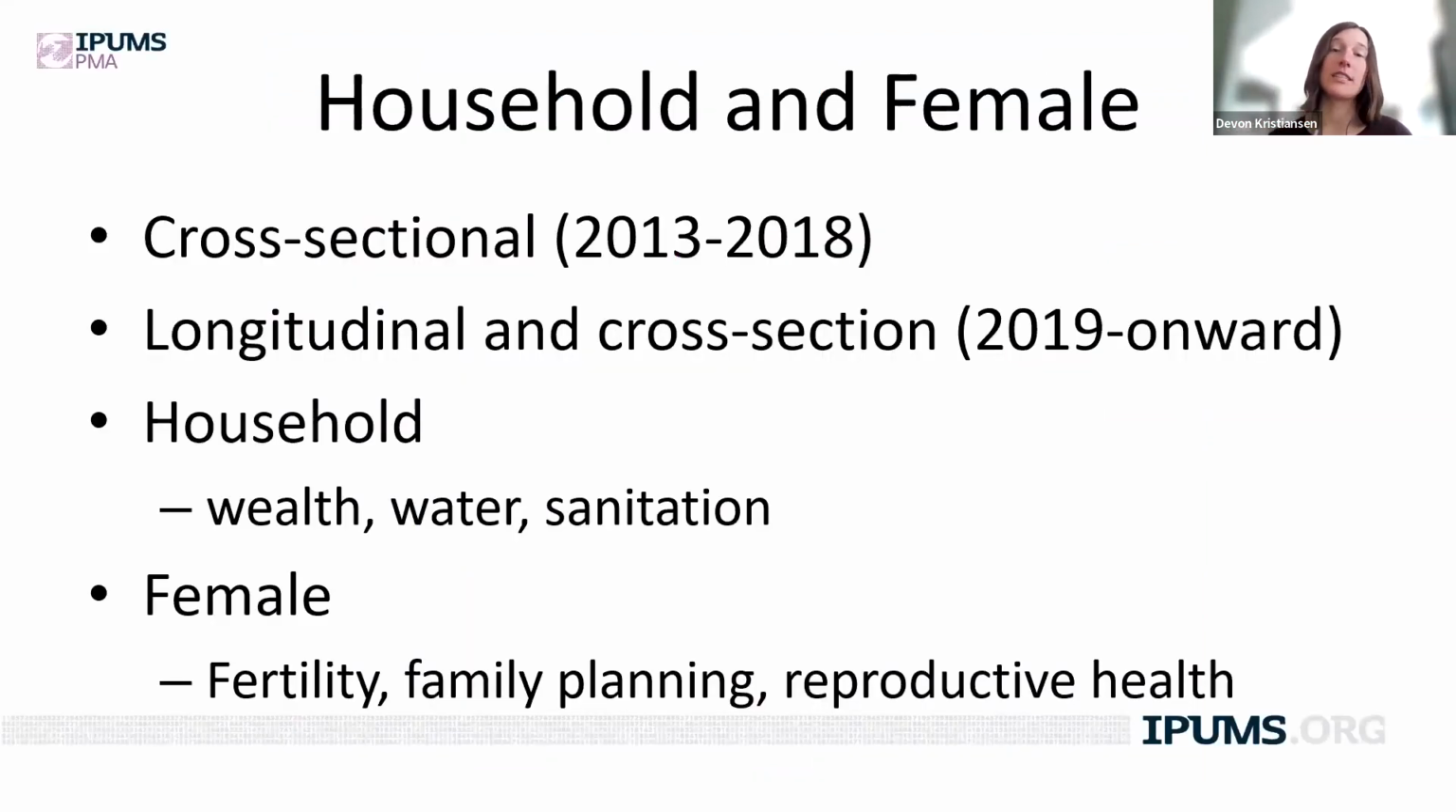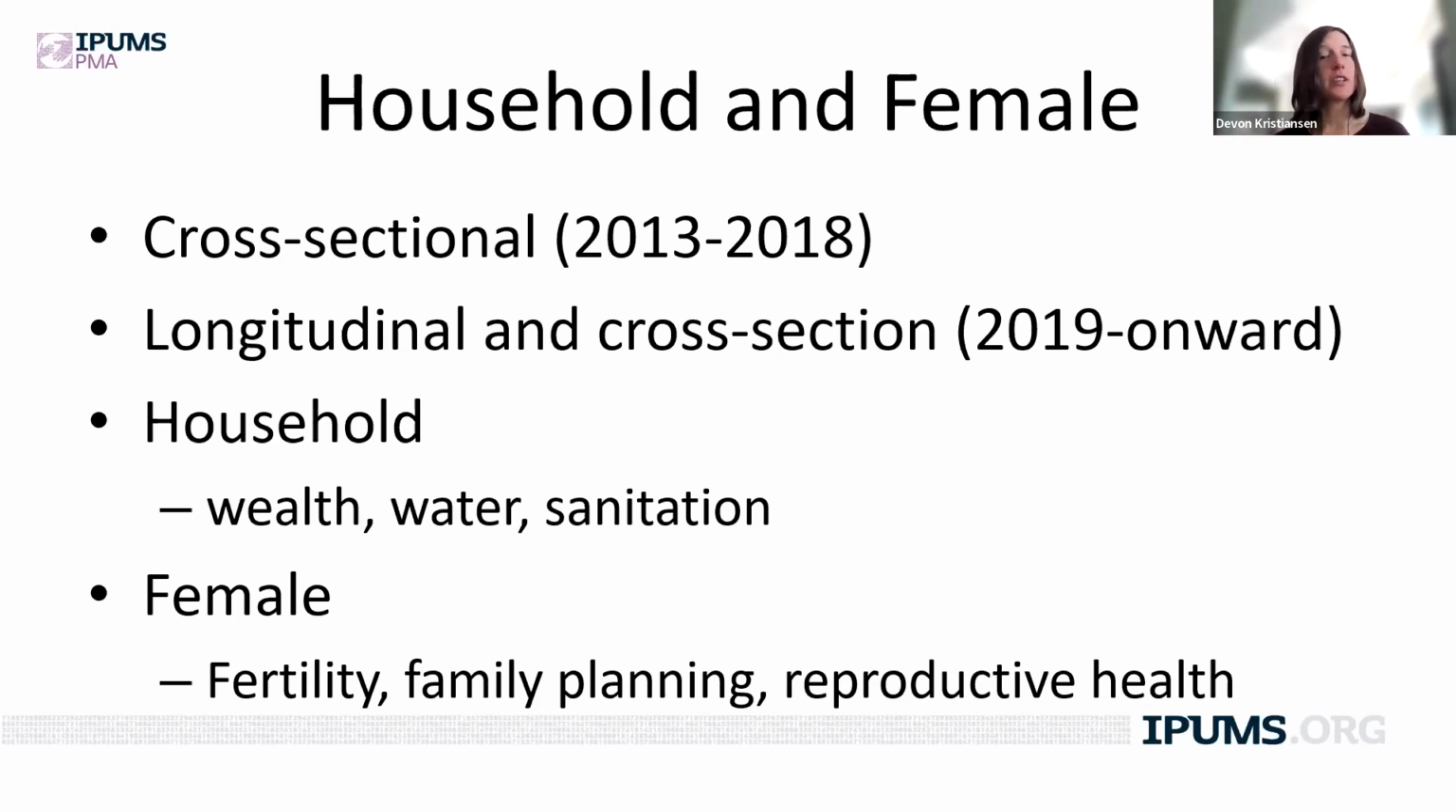So a little bit more detail on the household and female surveys. So originally it was only a cross-sectional survey, but with a redesign that was begun in 2019, they're conducting longitudinal panels for the female and household. But they also sample additional households to adjust for attrition and other factors, so they maintain the ability to continue calculating indicators on a cross-sectional basis through the period that's still longitudinal.